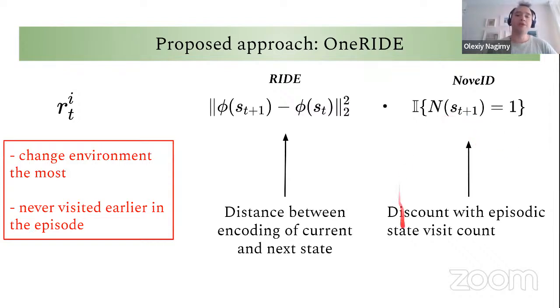So this plays the role of the discount for episodic state. The reason for this one is that we are trying to guarantee that the agent does not simply go back and forth inside the episode between the next and the current state. And this is our motivation: first, we need to reward those states that change the environment the most. And second, we want to reward them if they have not been visited earlier in the episode.